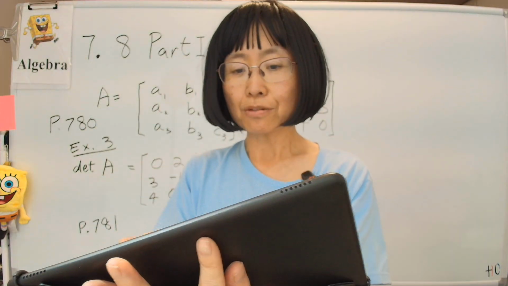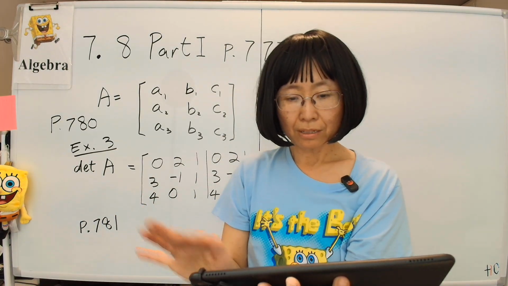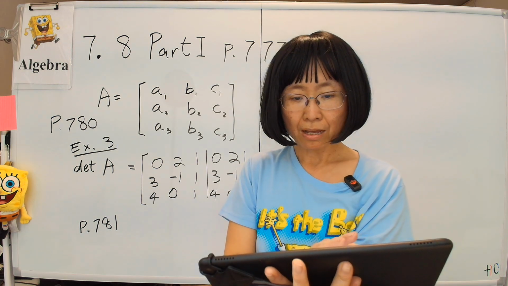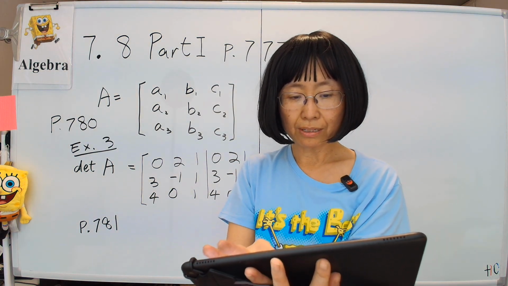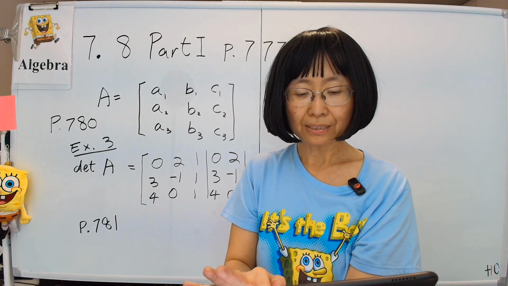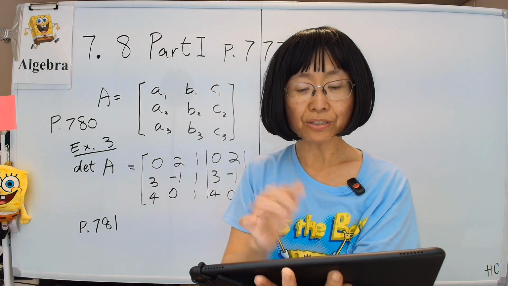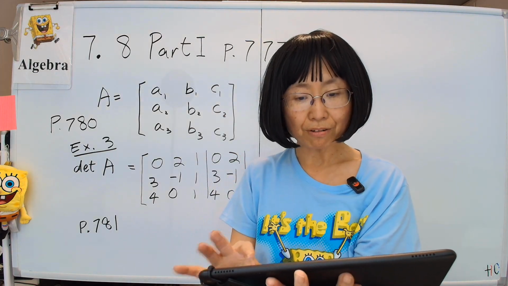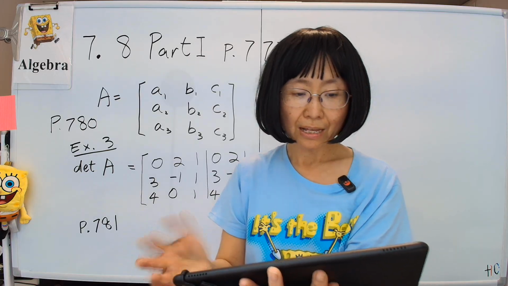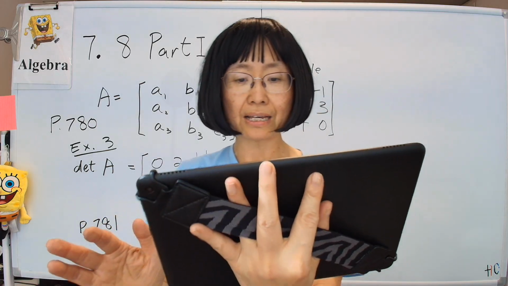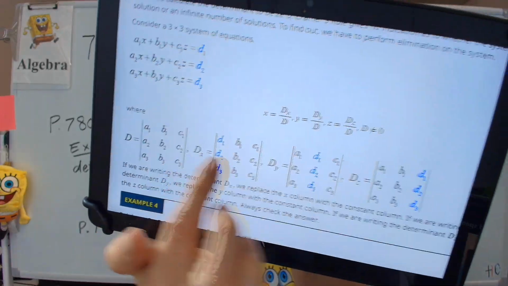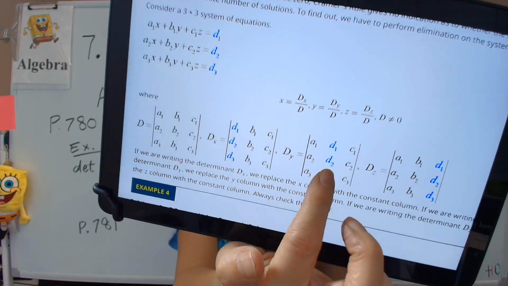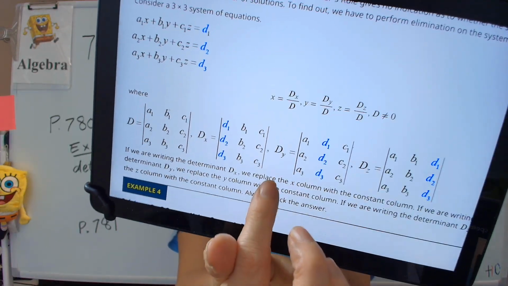Oops, sorry. So when you calculate the determinant, if you calculate the determinant of both and do the division, then that will give you the value of x. And y and z work in a similar way. For example, to calculate Dy, then you put the d's in the position of the coefficient of y.